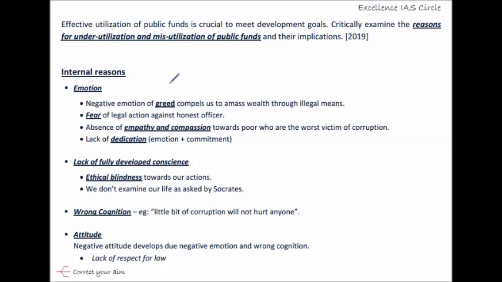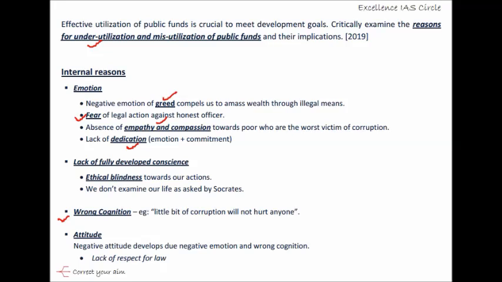Now, in this case, misutilization and underutilization, you can talk about the negative emotion of greed that compels people to amass wealth. You can talk about absence of empathy and compassion. You can talk about absence of dedication. You can also talk about fear. Fear is another very powerful emotion. Fear of legal action against an honest officer. That's why they might not be taking bold steps, and that's why the fund remains underutilized. That's how you have to answer. Emotion, then you move on to conscience. Again, ethical blindness, then you'll move on to cognition.